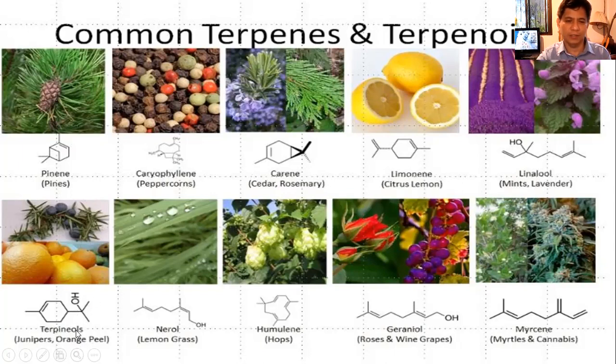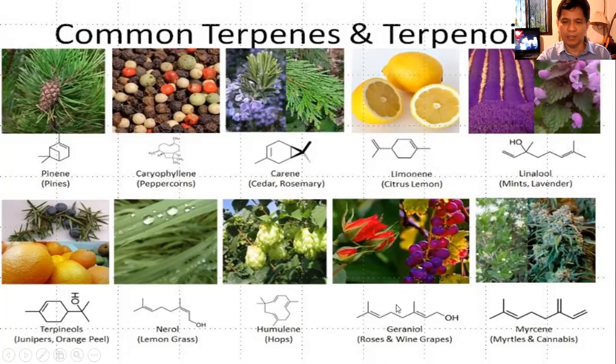Parang terpene din talaga, ano? Of course, lemongrass. Tanglad to, ano? So, you have nerol. Monoterpene din yan. Sa hops, these are hops. This is used in beer. So, you have humulin, ano? So, kita nyo, napaka-unique ng mga structures nila.